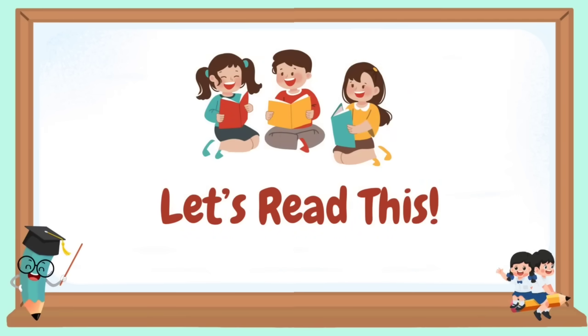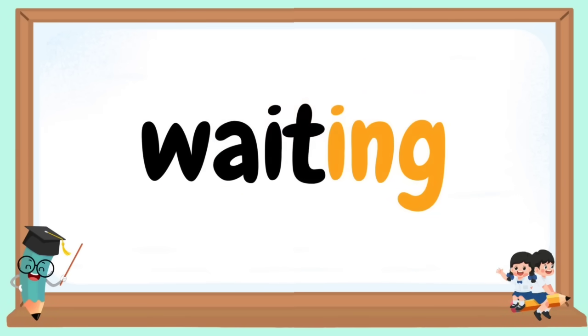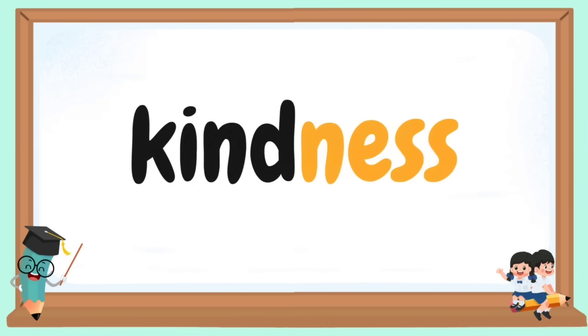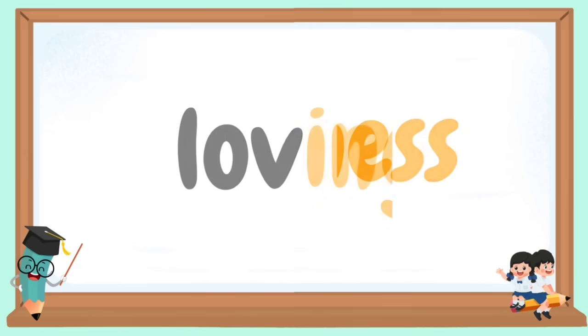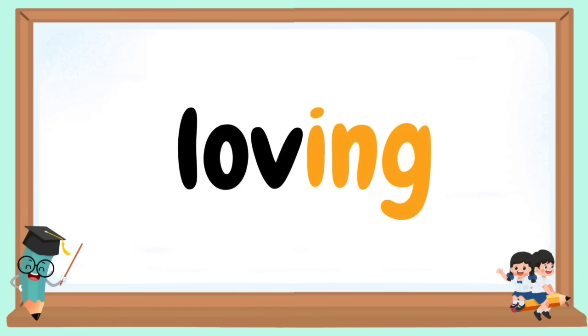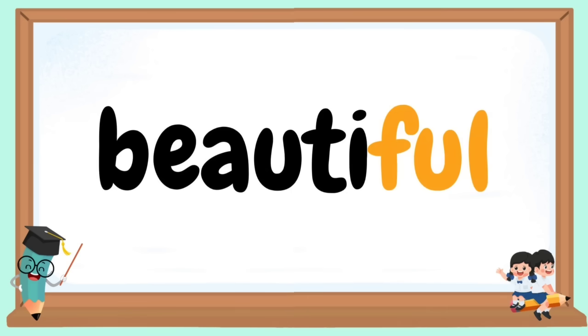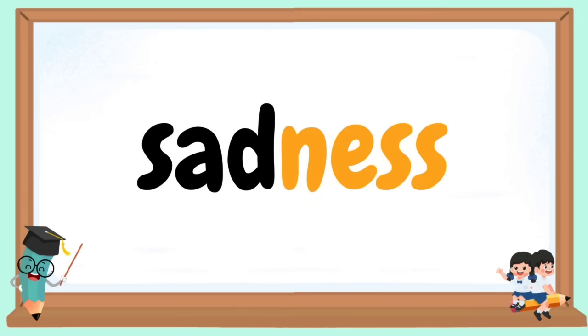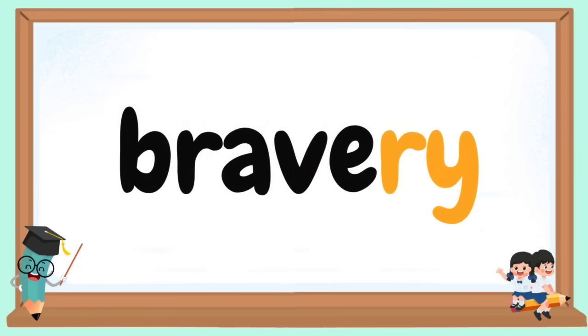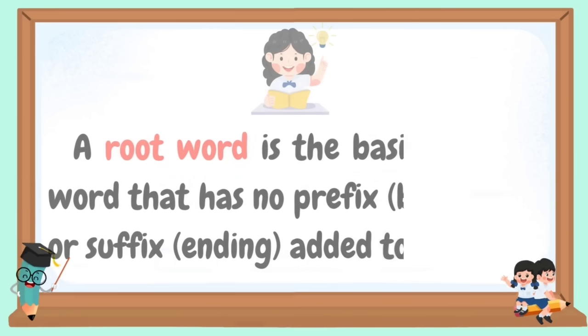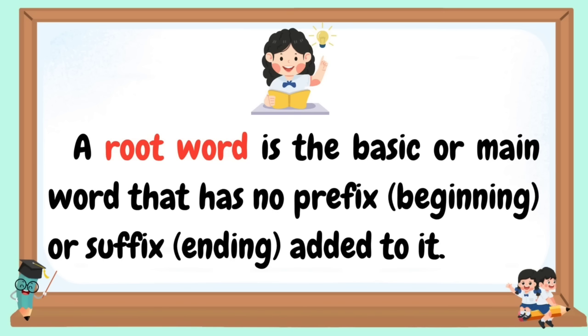Let's read this. Waiting, kindness, loving, beautiful, sadness, bravery. A root word is the basic or main word that has no prefix or suffix added to it.